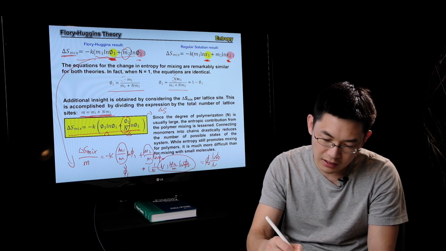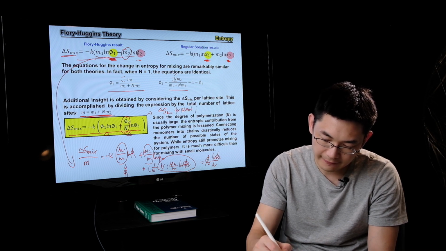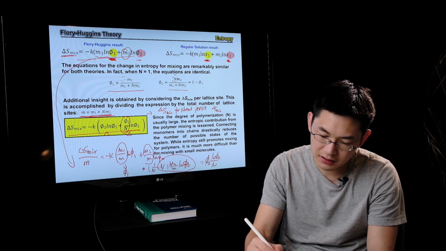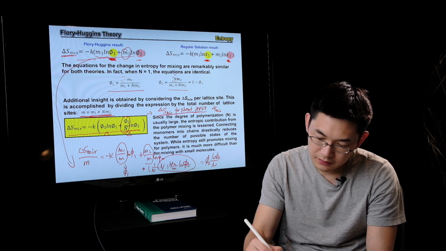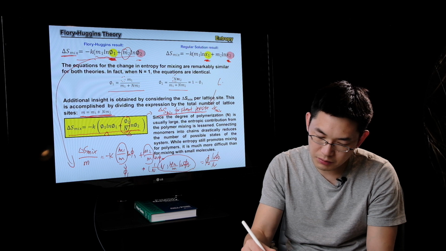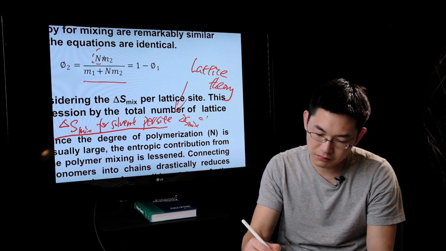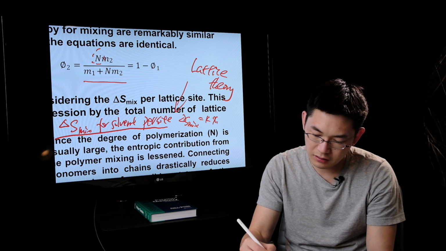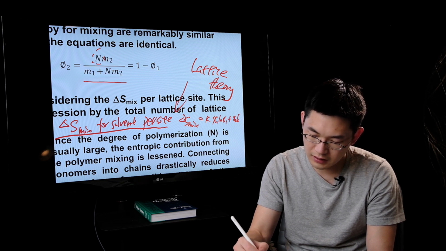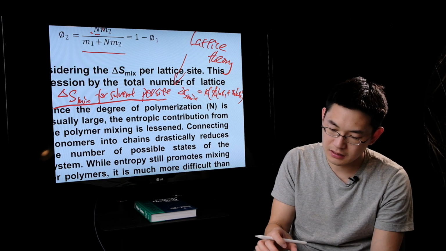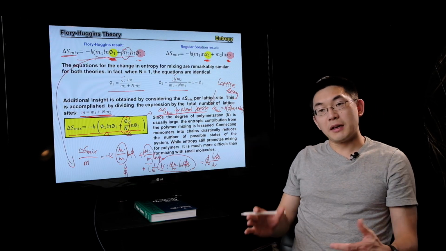If I write delta S mix for solvents per site, we will reach this delta S mix. Remember, this is lattice theory. And this, let me emphasize, would be the lattice theory. Okay? This talks about mixing of toluene and hexane. Then this will be equal to minus k, x1 log x1 plus x2 log x2. The bracket should be on the left. Okay.